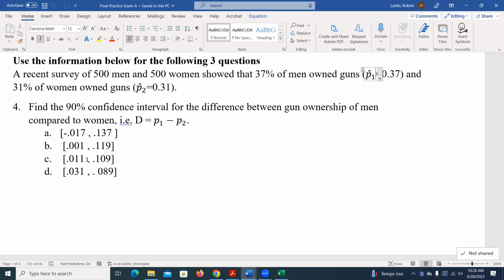I'll mention this last class too, but when we're finding these confidence intervals, you only have to find one bound. You find the lower bound there, 0.011, then I know that's the answer. If I instead found the upper bound, 0.109, I'd know that too. It doesn't matter. I'm never going to give you two that have the same upper bound or the same lower bound, so it should save you some time. You really only have to find one of those to identify the correct answer. Any questions on that before we keep moving?